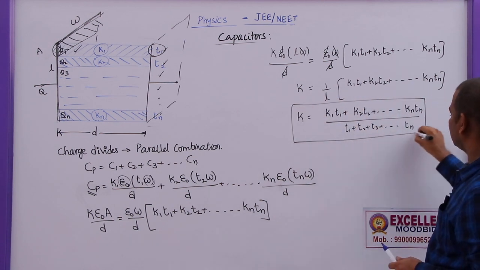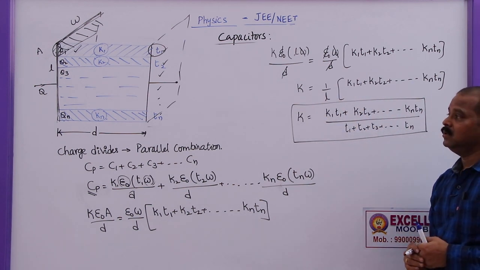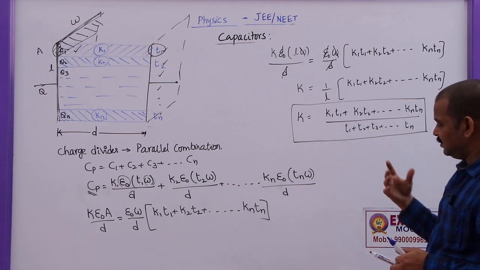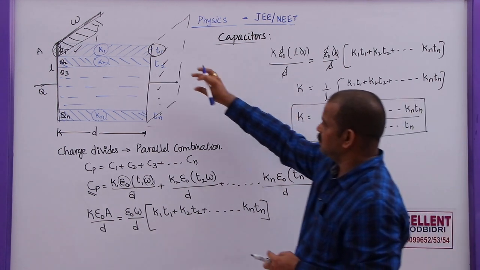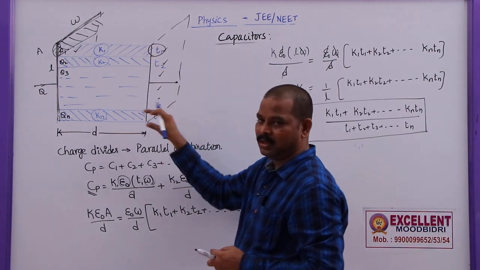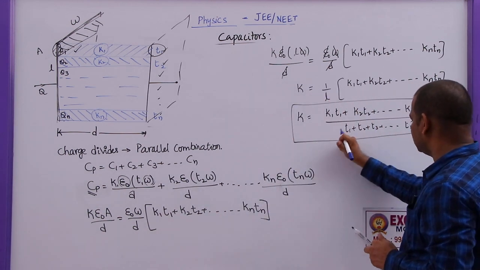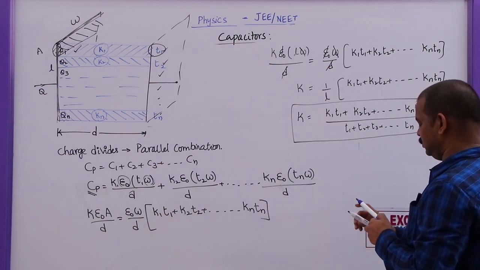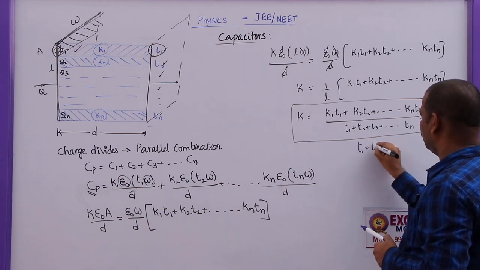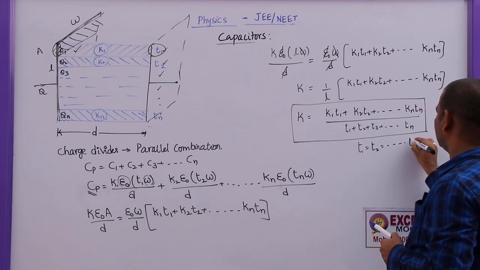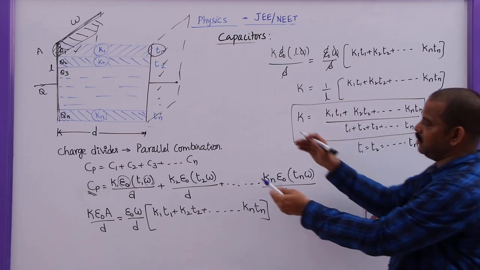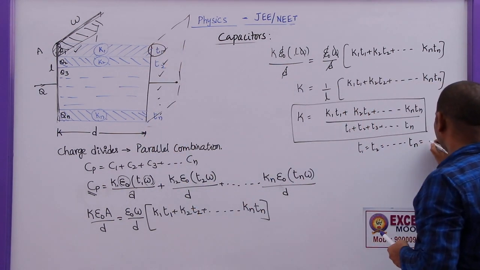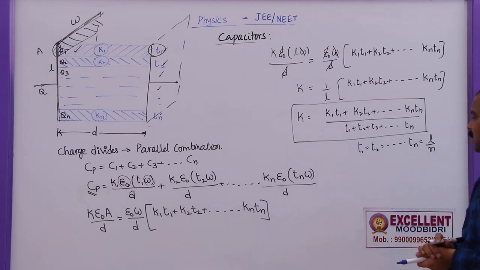So, this is the effective dielectric constant between these two plates. But in a similar way, let us say T1, T2, T3, if all the slabs have the same thickness, then I can write T1 is equal to T2 is equal to so on Tn, which is equal to L by N, that is the total length of this one is L, that is the height of this plate is L. So, each slab has the same thickness L by N.